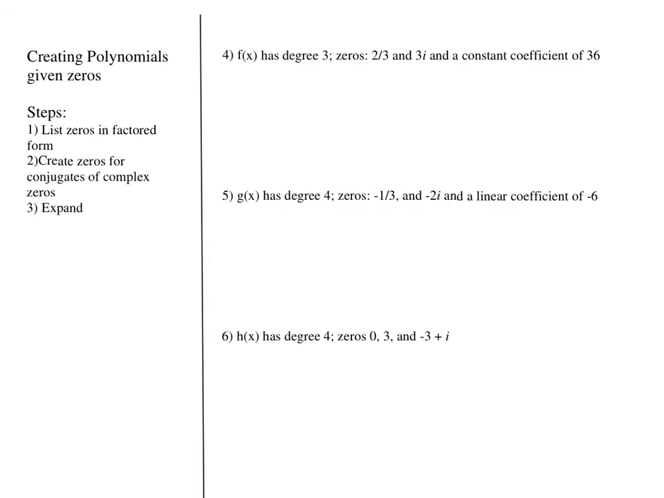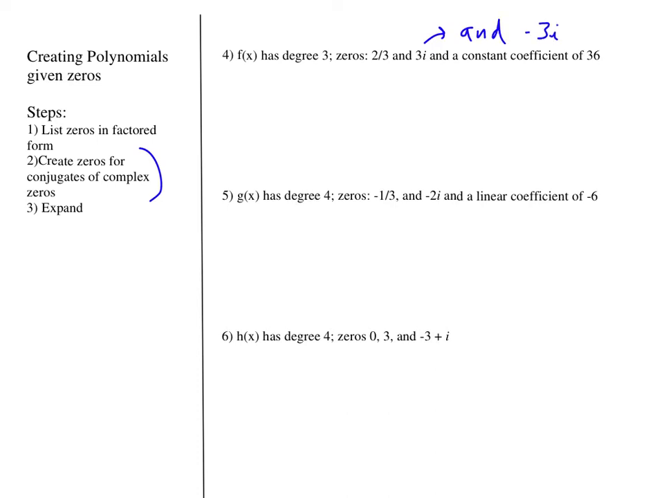All right, last up here, we're going to create some polynomials given zeros. So we did this before. Now we're just going to include the imaginary numbers here. The very important thing here is step 2, which is to create the zeros for the conjugates of the complex numbers. So on number 4 here, when they say we have a 0 at 3i, I know that there's another one at negative 3i. They don't have to tell me that.